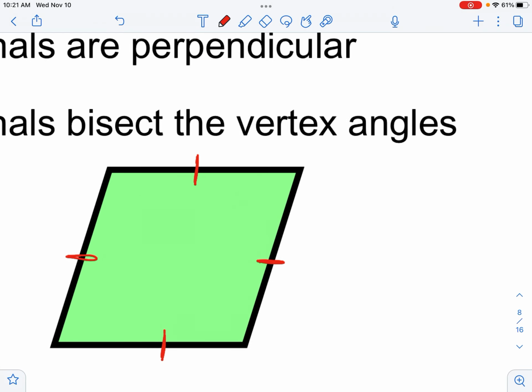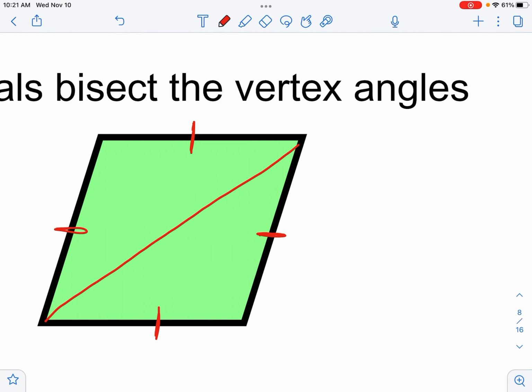Another new property is that the diagonals are perpendicular. So let's draw in the diagonals. And I need to show that they're perpendicular. Remember, to show that they're perpendicular, I need right angles. So I'm going to put a right angle in there. All 4 are right angles, but I'm just going to draw one.